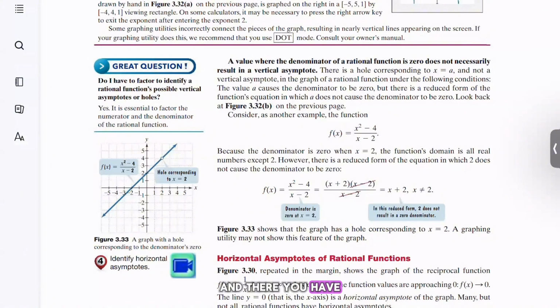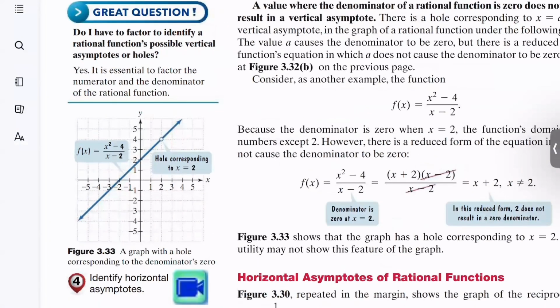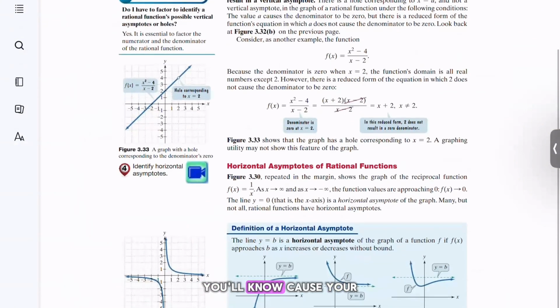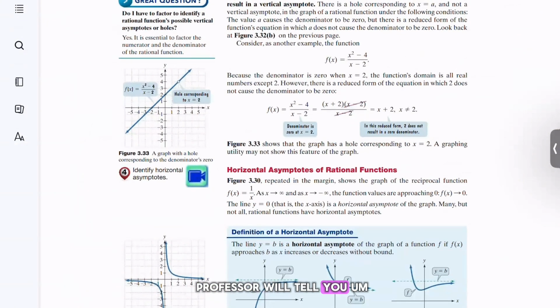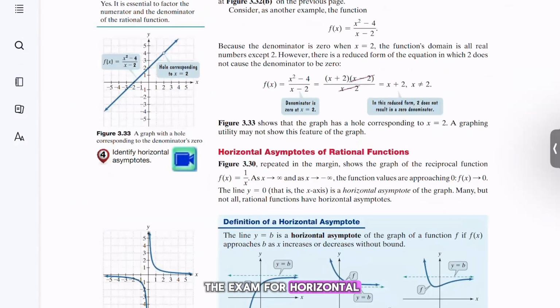And there you have a hole in the graph. Knowing where the holes are is also important when you take calculus. But when you get there, you'll know because your professor will tell you. And then there are some definitions of the horizontal asymptotes. I'm not sure if I put any on the exam for horizontal, but we'll see.